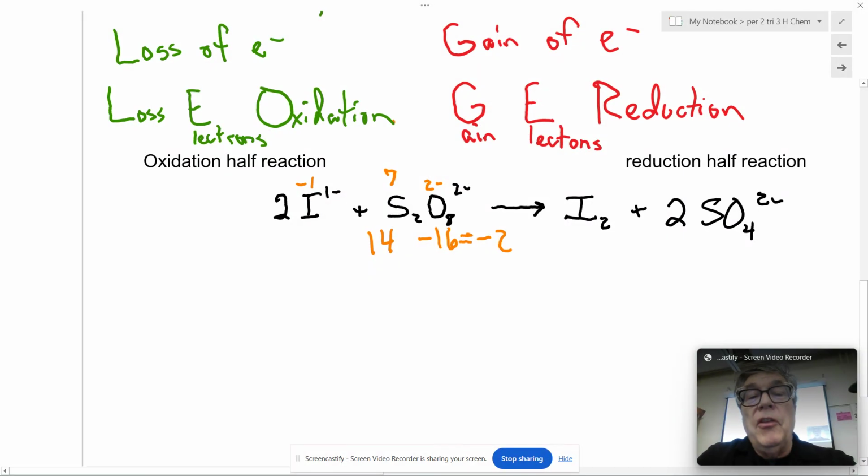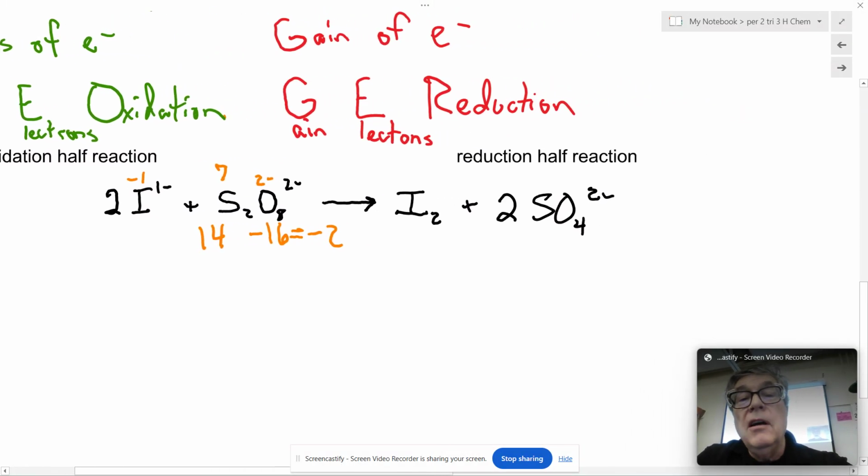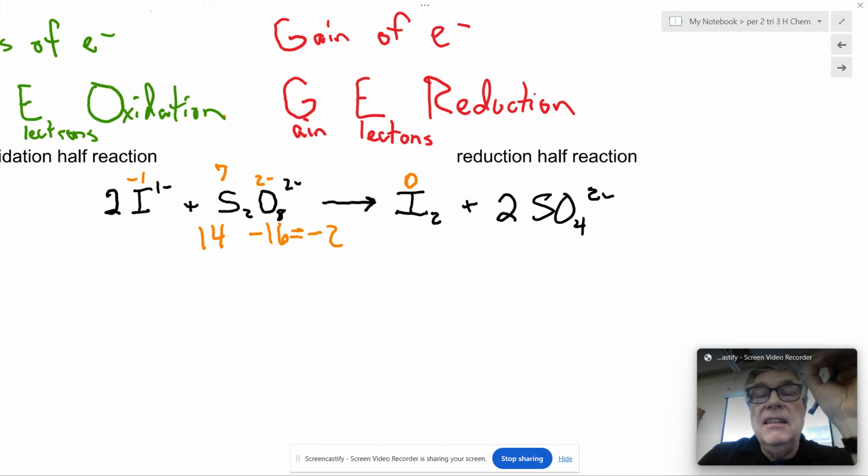So we've got all the reactants. Let's go over and do all the products now. We're back to iodine, which is 0, because we had a rule yesterday that said elements in their pure state have an oxidation state of 0. Right? Is everybody okay with that?